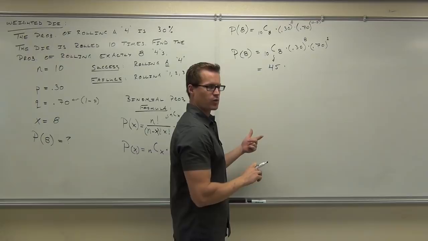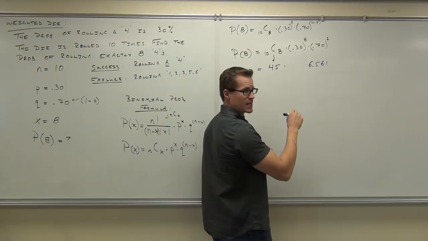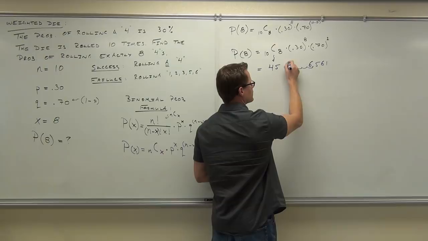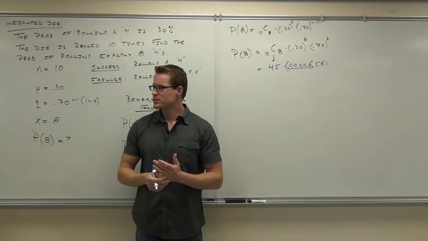6.56, is that what it says in your calculator? 6.561. Okay, 6.561 times 10 to the negative. Do you know what that means? Yes. That means you are 1, 2, 3, 4, 5 decimal places this way. So you do not put 6.561. You put 0.00006561.